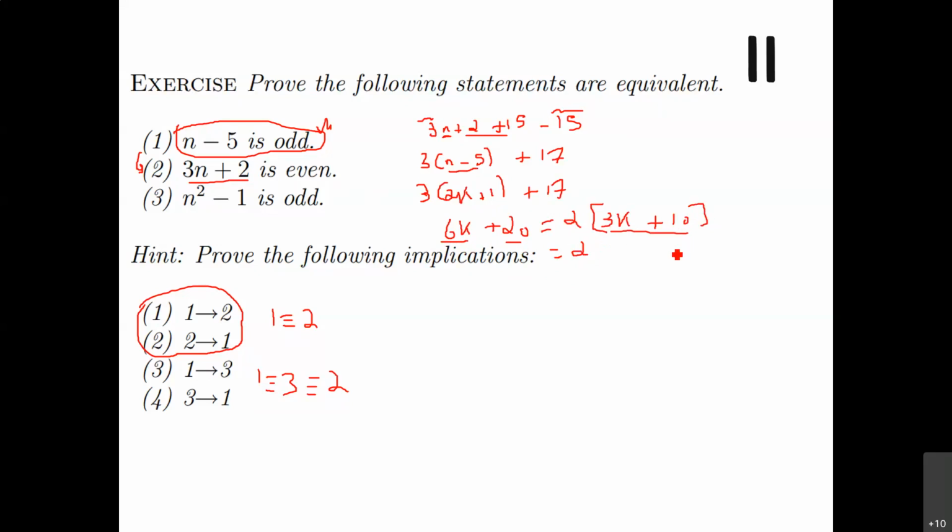Assume this is something that's an integer, so 2r, for example, and you're done. You just proved that 1 implies 2. Was that hard, this part? So kind of a direct proof here, you could say.